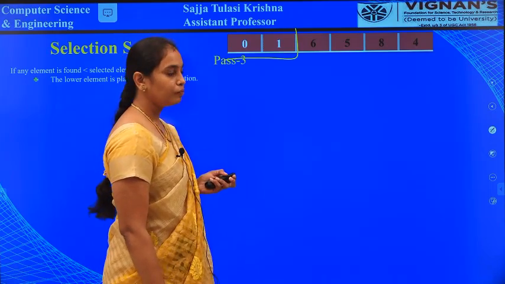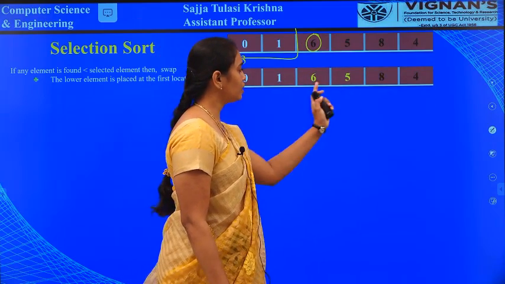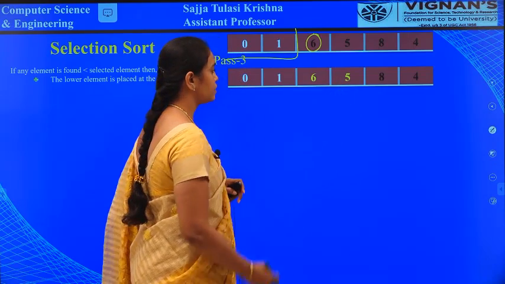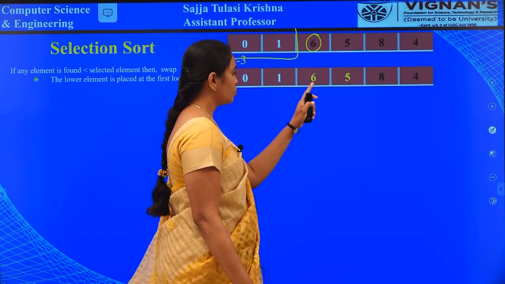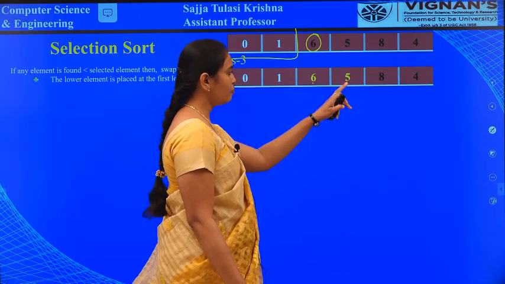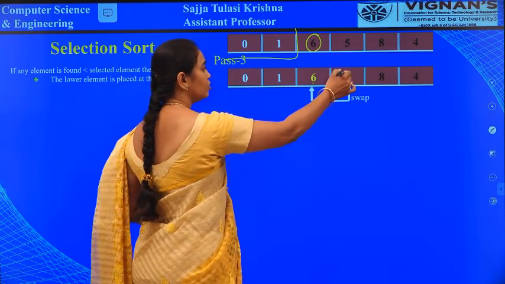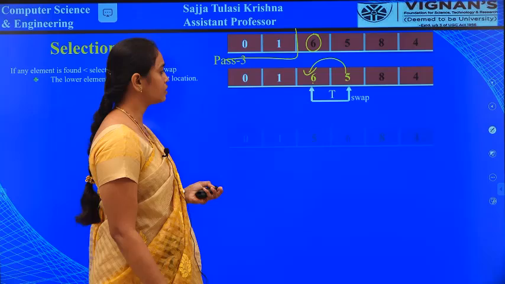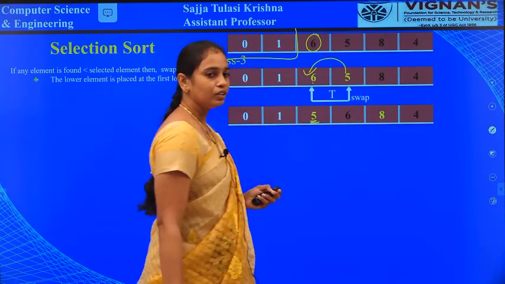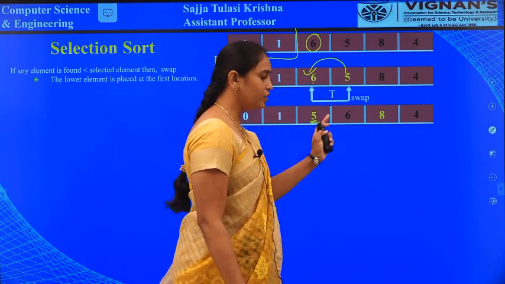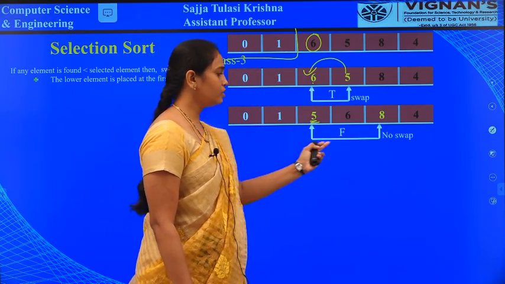Pass 3. Now this one is the selected element. The selected element is compared with the next element. 6 greater than 5. This one is greater than the found element, so the condition is true and there is a swap. Now 5 is swapped with 6. So 5, 6. Now 5 is compared with the next element. 5 is less than 8, so the condition is false. There is no swap.